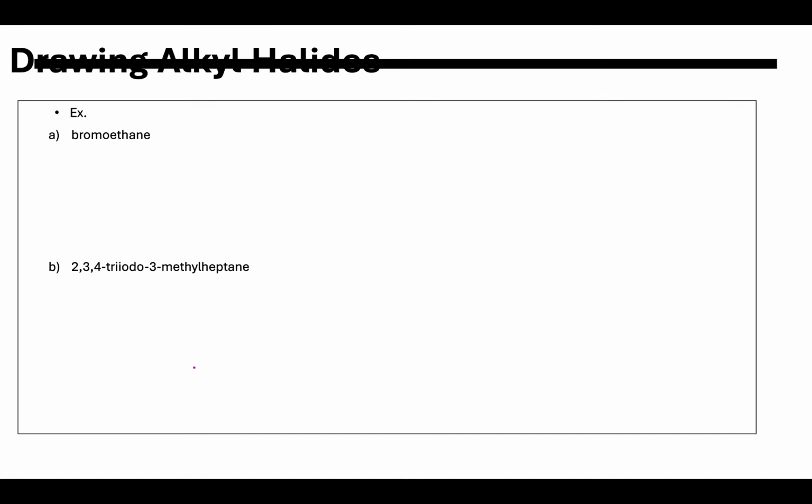And now this last little bit, just drawing it out. So if I wanted to draw out bromoethane, ethane means 2 carbons. Bromo means there's just one, and it doesn't matter which one you pick because either way it would be the same molecule. So I'll just put it on carbon 1, bromine, and then I would fill the rest with hydrogens.